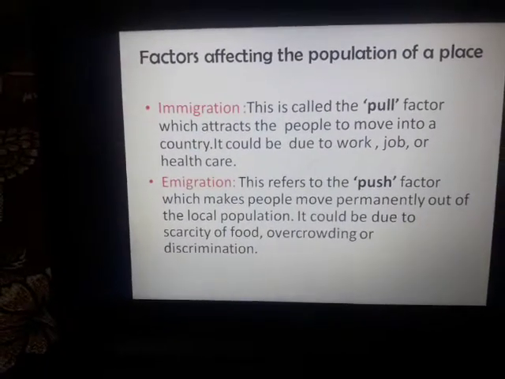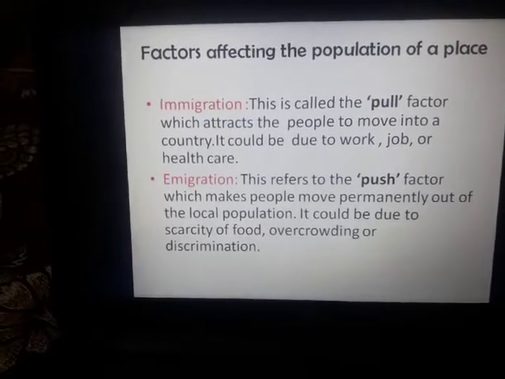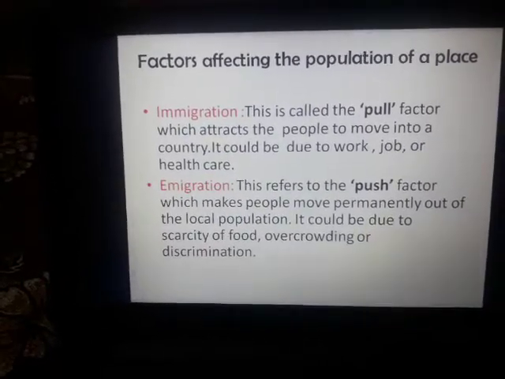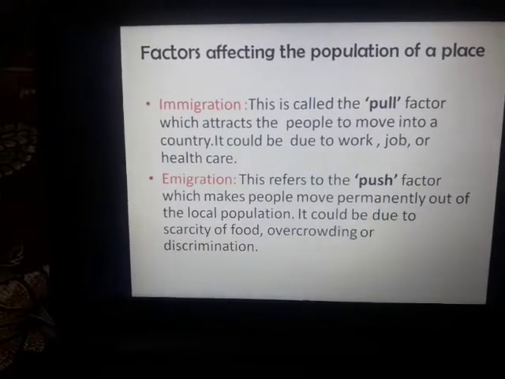Let's talk about immigration now. This is the pull factor which attracts the people to move into a country. The reasons could be due to work, job or healthcare.